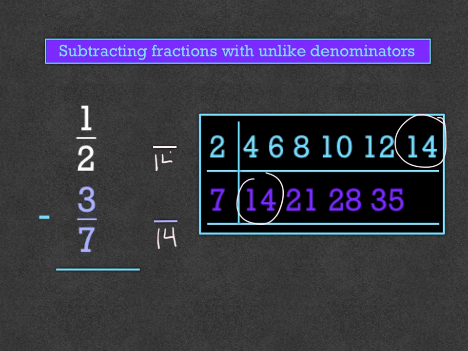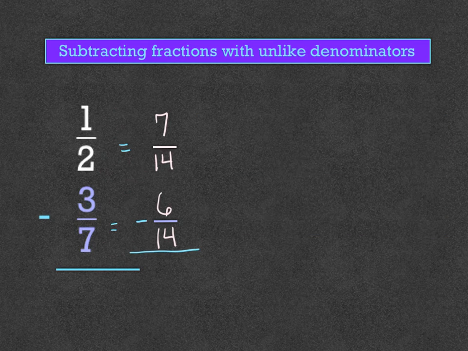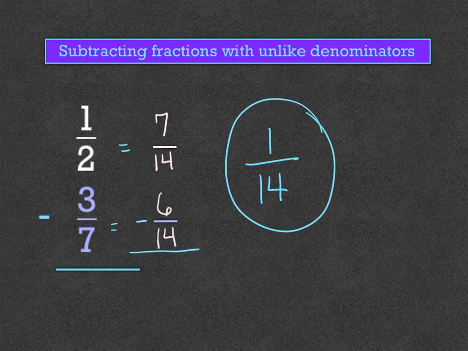So again, just like I did before, how do I get from 2 to 14? Well, I multiply by 7. And in order to make it equivalent, whatever I do to my denominator, I have to do to my numerator, giving me a new numerator of 7. Down here, in 3/7, going from 7 to 14, I would multiply 7 by 2, doing the same thing to my numerator, multiplying by 2. I would get my new numerator of 6. After finding my new fractions, I can then subtract as I normally would. So 7 minus 6 is 1, and my denominator stays the same, giving me my answer of 1/14.